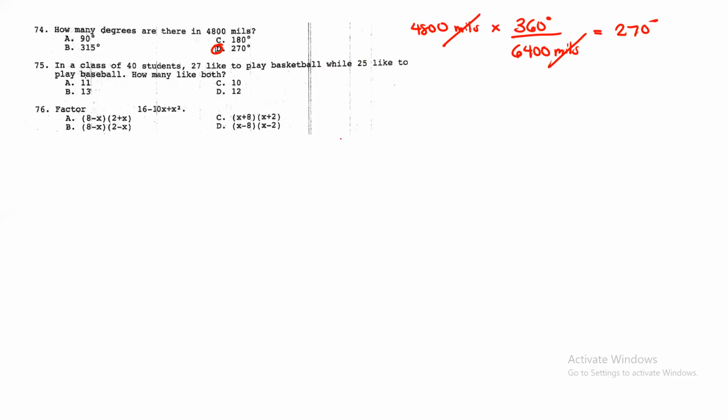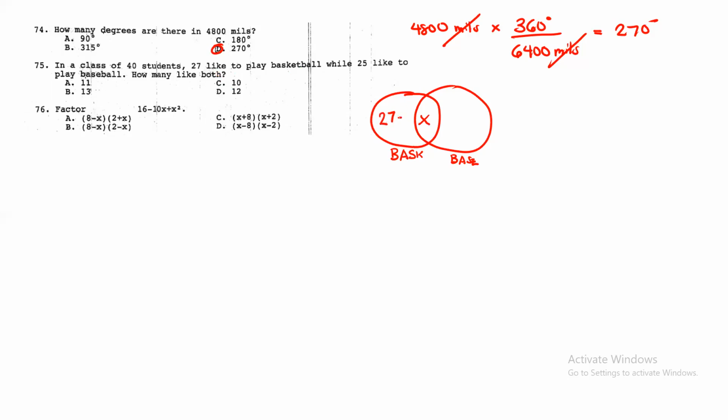Then 75, in a class of 40 students, 27 like to play basketball, while 25 like to play baseball. How many like both? So gawa lang tayo dyan ng Venn diagram. Ito yung basketball, ito yung baseball. So 40 students. Syempre ito yung sa gitna, lalagyan natin dyan, x. Yan yung hinahanap natin, yung parehas na naglalaro ng basketball at saka baseball. Then sabi niya, 27 like to play basketball, so dito lalagyan natin 27.